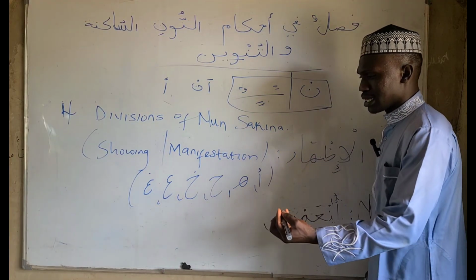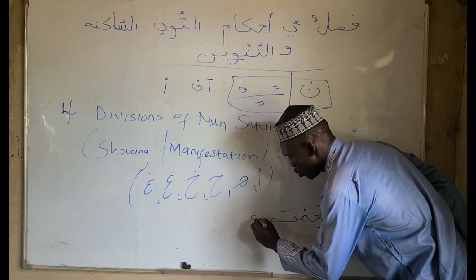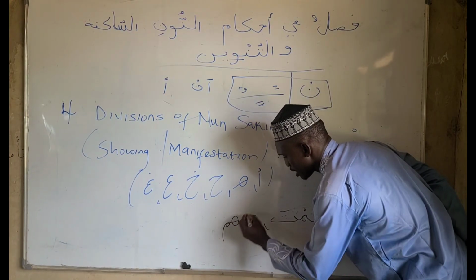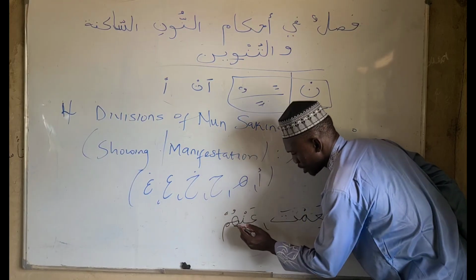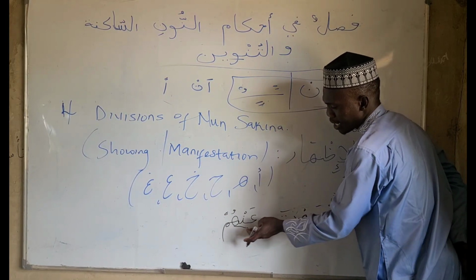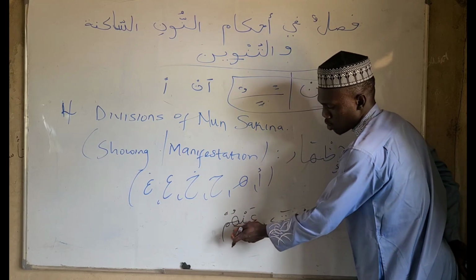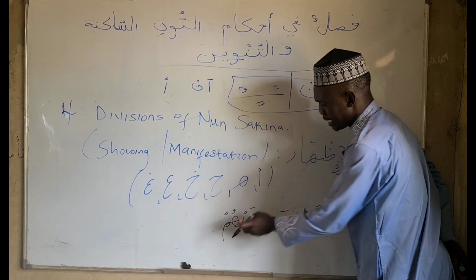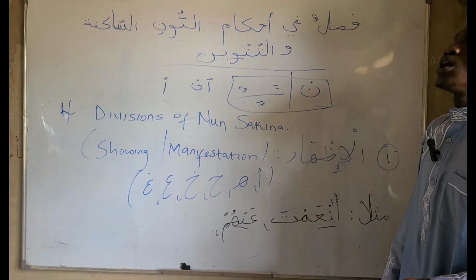Now let's take another example. We have Anhum, right? Anhum. This is another letter of Idhar, which is Ha. Anhum. If you want to do it, you say this is also Idhar because Nun Sakinah comes before Ha, and Ha is one of the letters of Idhar. Let's take an example of Tanween.